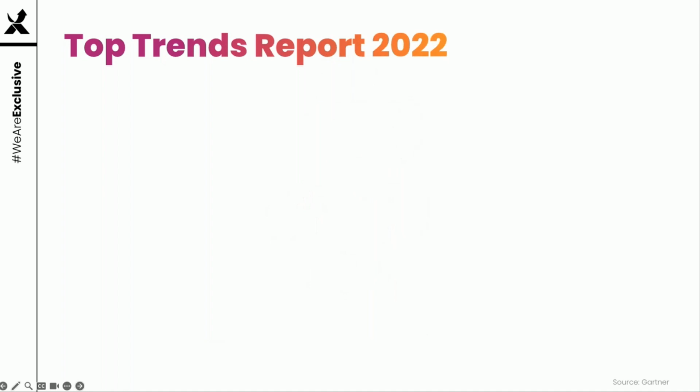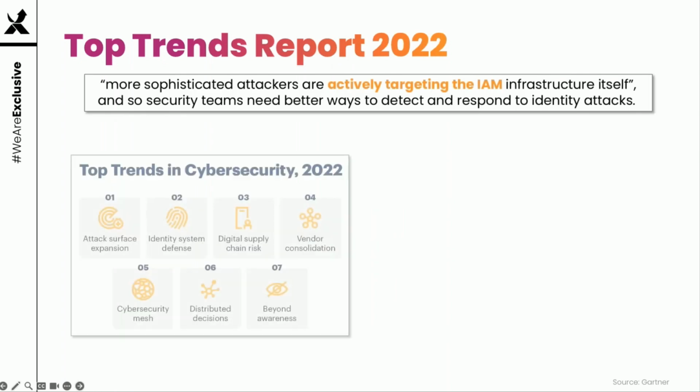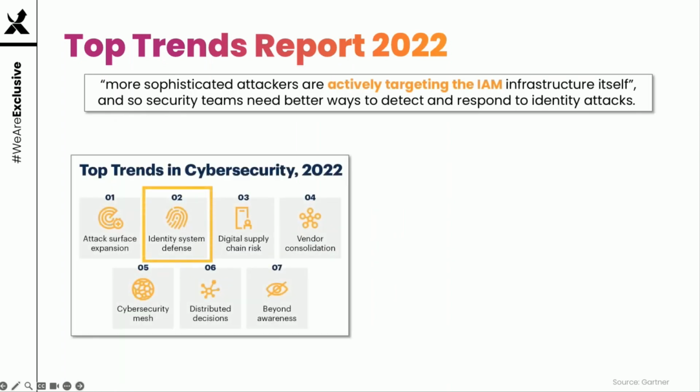So a little bit of history to start with, about ITDR itself, or the term. It actually came from Gartner, who released a trends report last year in 2022, where they focused on the top 7 key trends that they saw in the market and in adversary behavior. And identity was number 2. They noticed a serious increase in recent years in adversaries or attackers targeting our IAM infrastructure, or basically our identity infrastructure, using identity attacks.